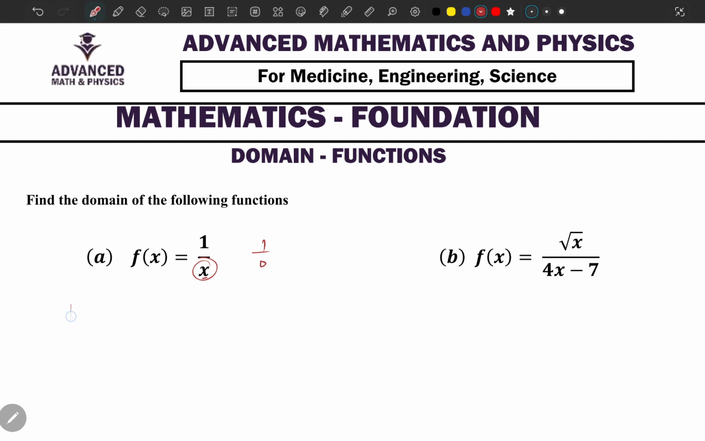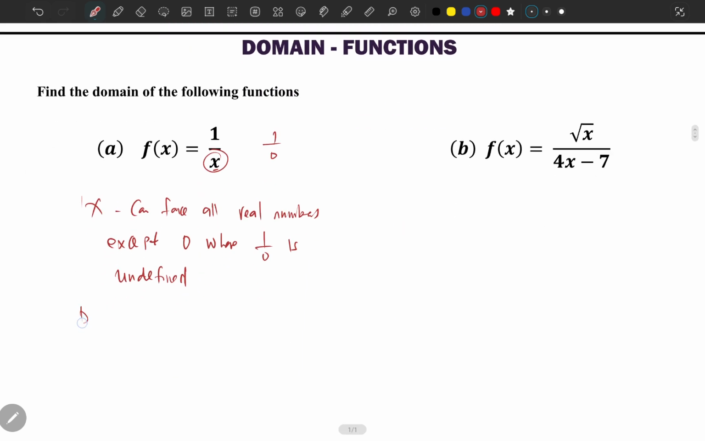So we are saying here x can take all real numbers except 0, where 1 over 0 is undefined. This is what we need to avoid. Therefore, our domain can be all the real numbers, then we exclude 0.